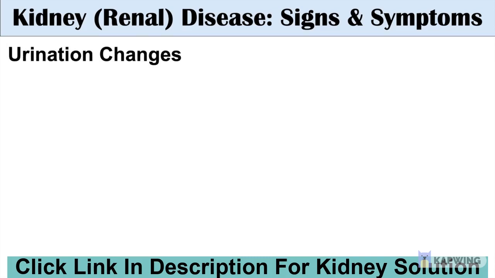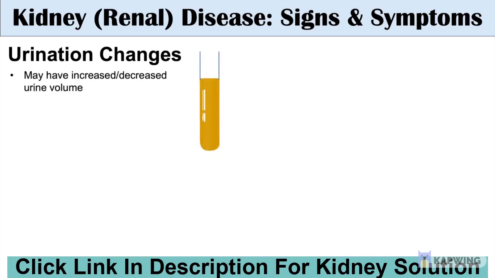This makes sense. If there's an issue with the kidneys, we can have urination changes. Sometimes we may see increased or decreased urine volume. In some kidney conditions, we can see increased urination or increased urine volume, so patients may experience more frequent trips to the washroom. And then in some more advanced stages of kidney disease, we often see decreased urination or decreased urine volume.